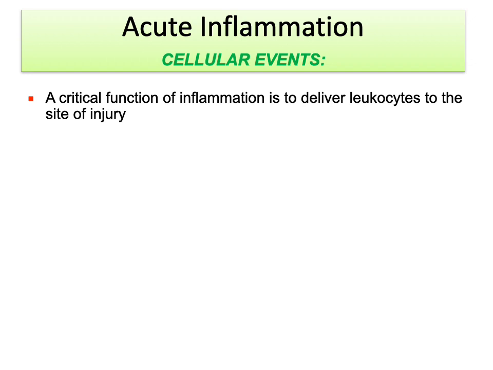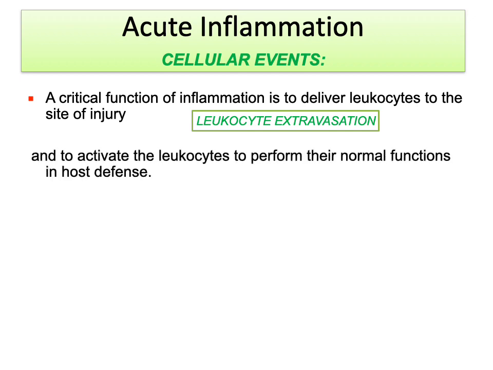Now, the function of the cellular phase of acute inflammation is to essentially bring the soldiers of the body, the WBCs, to the area where they are needed most. And this is brought about by a process known as leukocyte extravasation. Okay? And once the WBCs are delivered to the site of injury or the site of inflammation, there is activation of the WBCs wherein they actually perform their functions in host events.